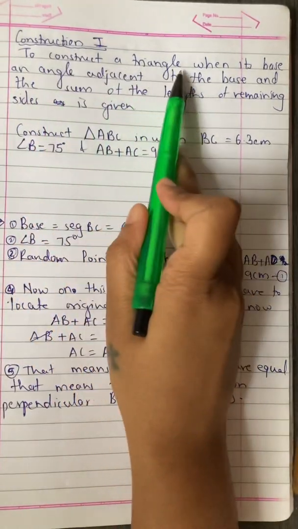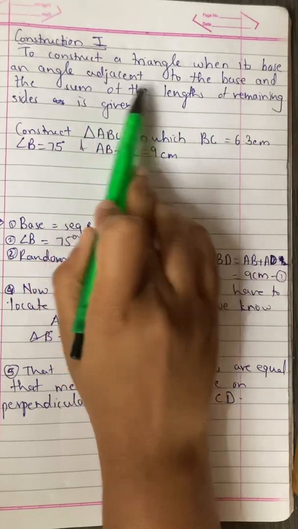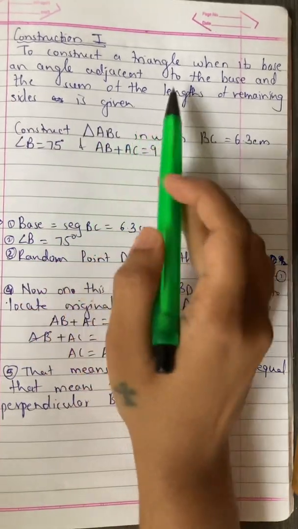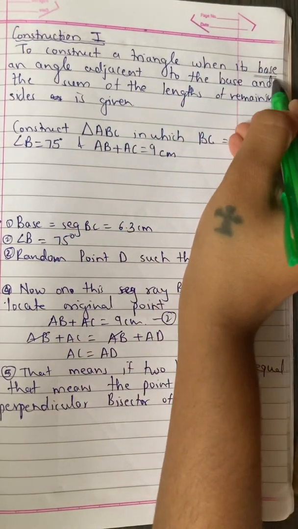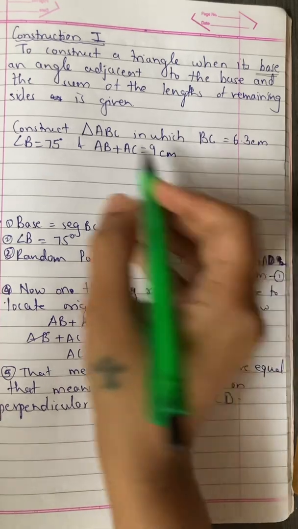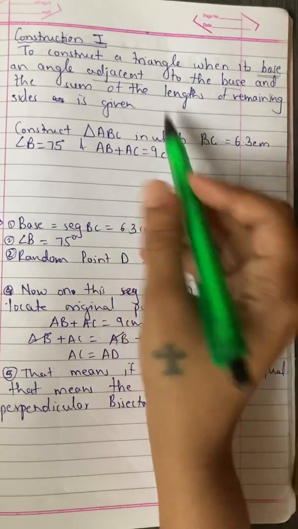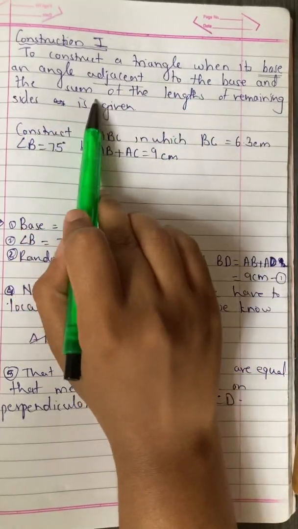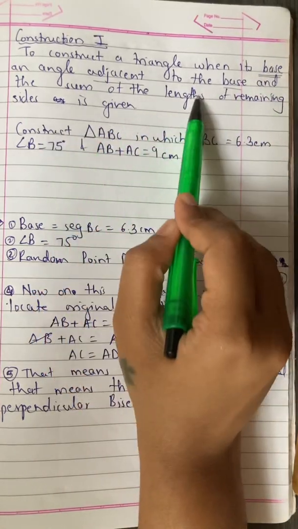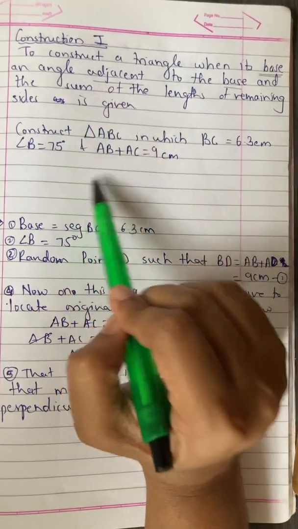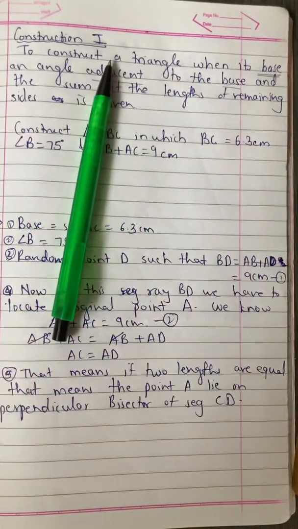Construction 1. To construct a triangle, when its base, an angle adjacent to the base, and the sum of lengths of the remaining sides is given. Now this statement is very simple to understand. The base length is given, an angle attached to the base will be given, and the sum of lengths of the remaining sides. So one side, that means base, is given, and the sum of the remaining 2 sides of the triangle is given. By considering this information, we are going to construct a triangle.